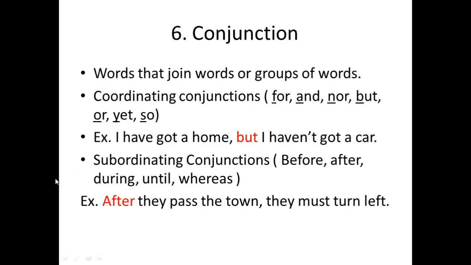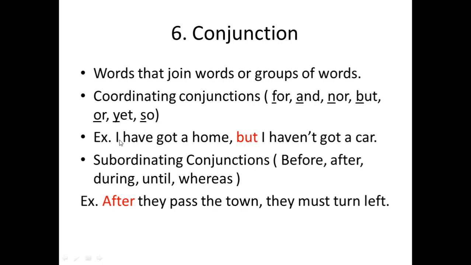The first type here, as you can see, is coordinating conjunctions, such as for, and, nor, but, or, yet, so. So these we call coordinating conjunctions. If you see any of these in a sentence, be sure the part of speech is conjunction. So you also have to memorize these words. We call them coordinating conjunctions, and if you see any of them in a sentence, be sure it is a conjunction.